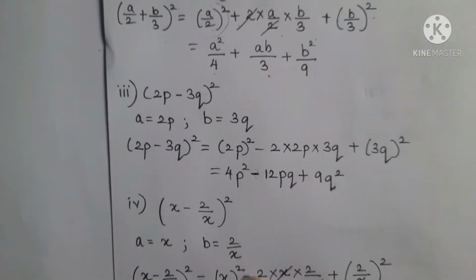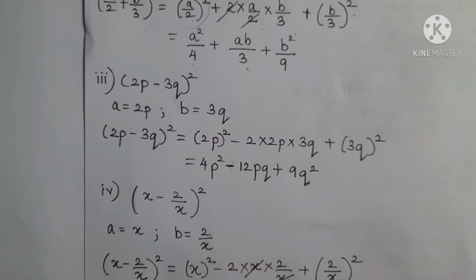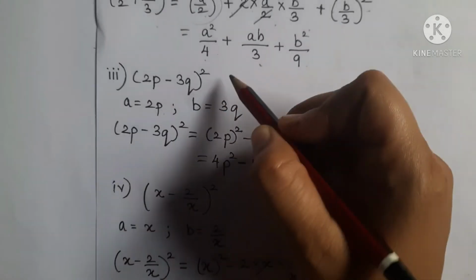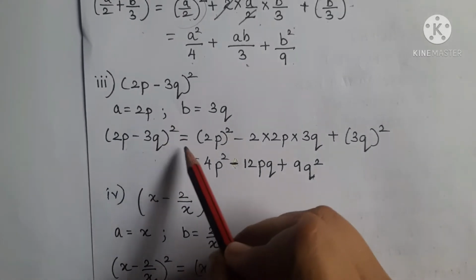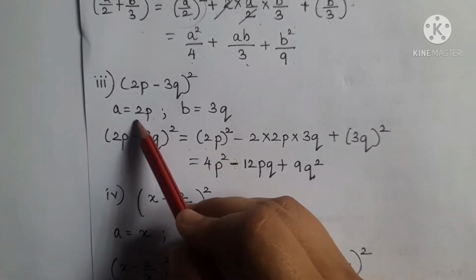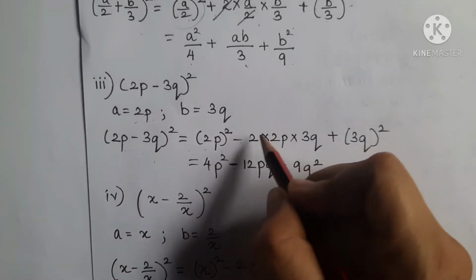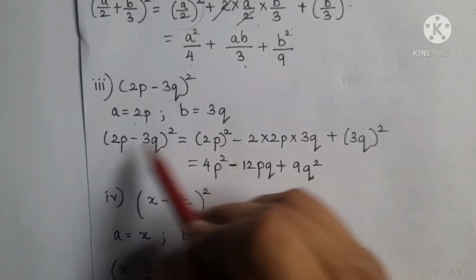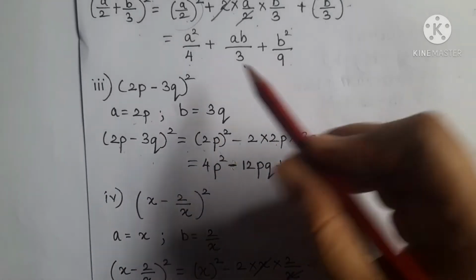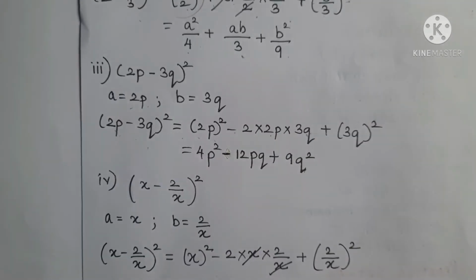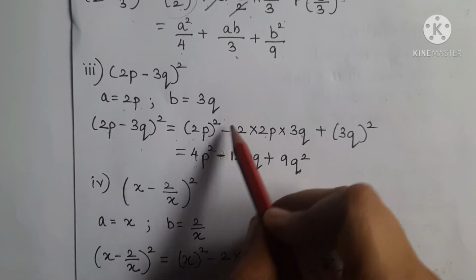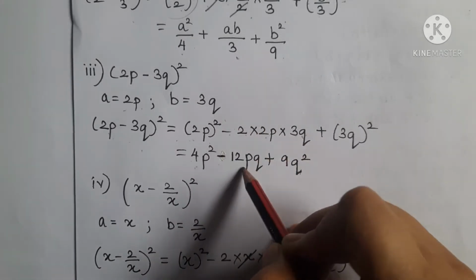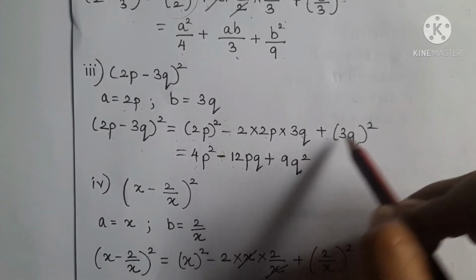Okay. Next, the third one, 2P minus 3Q the whole square. So, my A term is 2P and B term is 3Q. So, 2P minus 3Q the whole square is equal to A square minus 2AB plus B square. That is 2P square minus 2 into 2P into 3Q plus 3Q the whole square. Now, square of 2 is 4. So, 4P square minus, 2 fours are 8... 4 3s are 12, so 12PQ plus 9Q square.